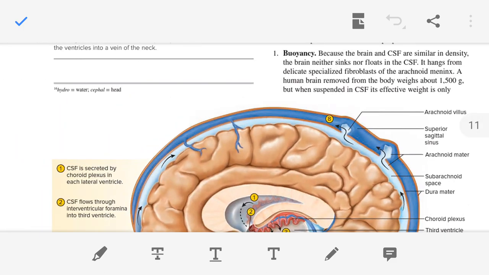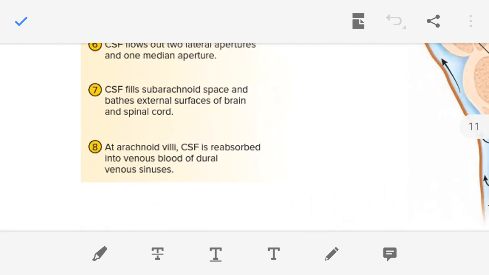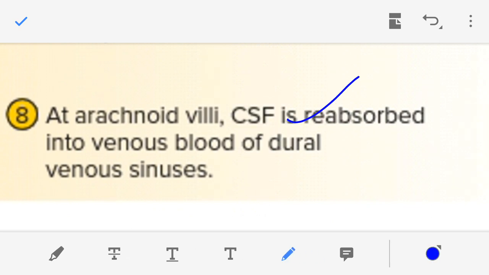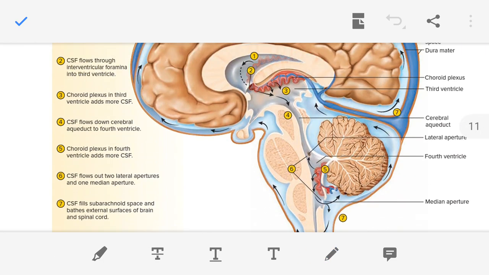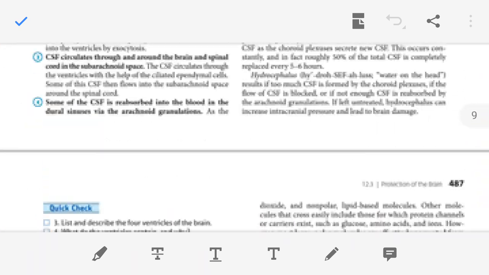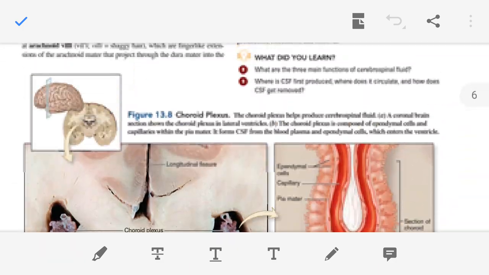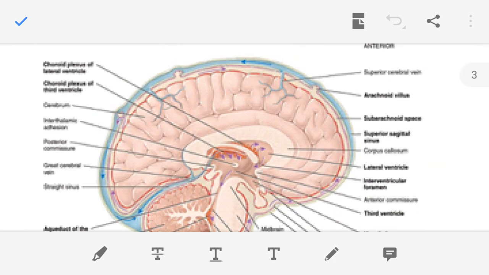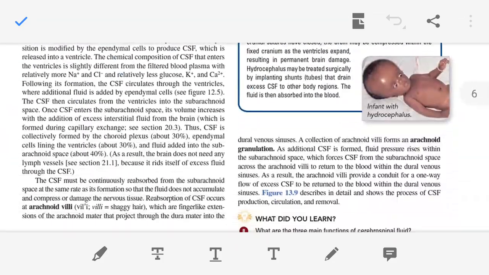Now what happens? At the arachnoid villi, CSF is reabsorbed into the venous blood of the dural venous sinuses. Let me show you that. One minute. In the figure I will show you the arachnoid villi.